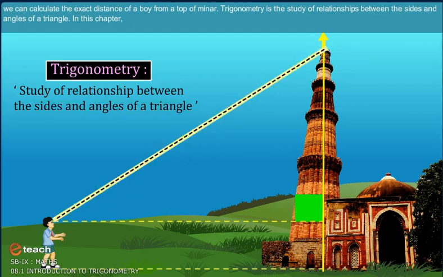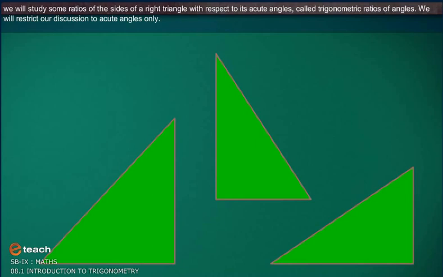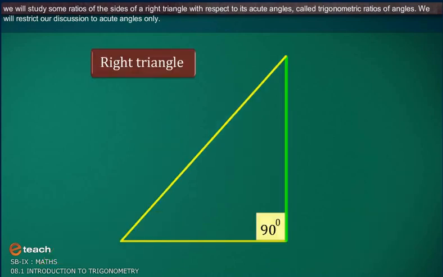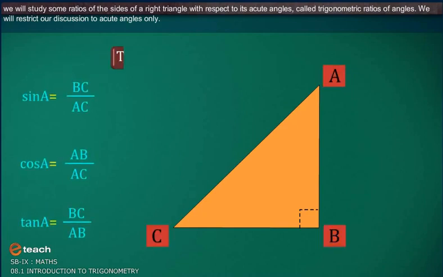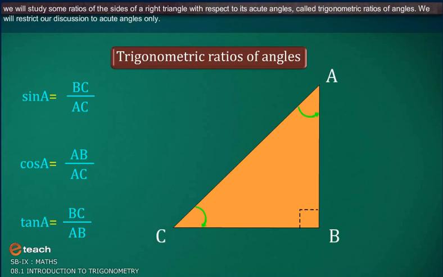In this chapter, students, we will study some ratios of the sides of a right triangle with respect to its acute angles called trigonometric ratios of angles. We will restrict our discussion to acute angles only.